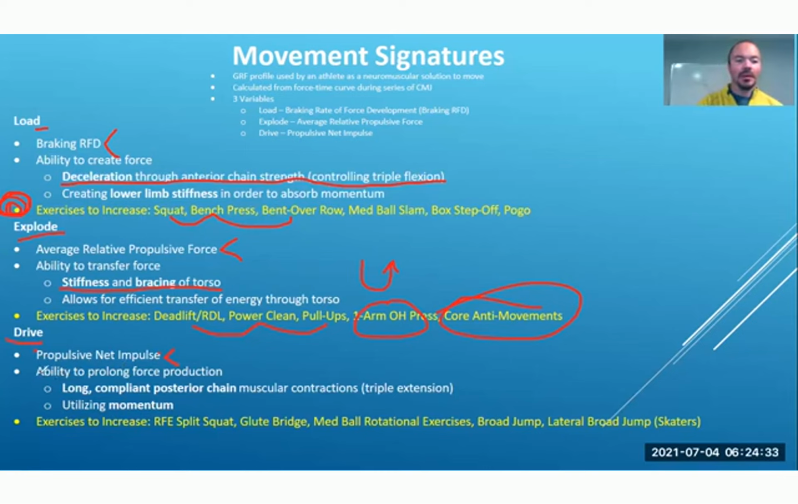Ability to prolong force production, long compliant posterior chain muscular contractions, triple extension. This is what we spend so much time working on with athletes, is triple extension, giving them speed, giving them power, utilizing momentum. So RFE, glute bridge, med ball rotational exercises, some different types of jumps there. So building the posterior chain and building the ability to produce power, especially living off of triple extension.